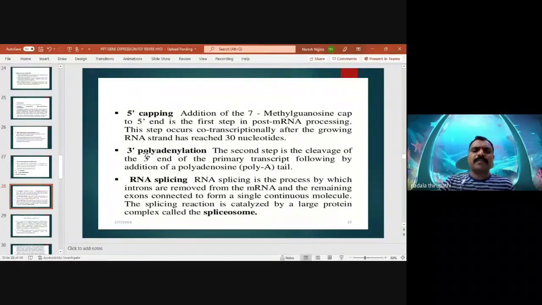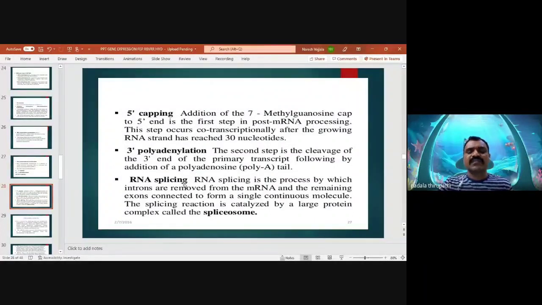Then 3' polyadenylation. Polyadenylation means many adenines are attached to the tail, so that we can call it a polyadenosine chain, that is a poly-A tail. So this is the second step. It is the cleavage of the 3' end of the primary transcript, followed by addition of the polyadenosine tail, or poly-A tail. This is the second post-transcriptional stage.